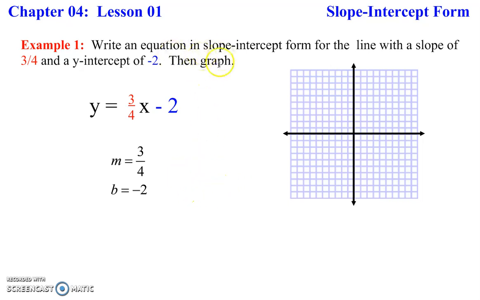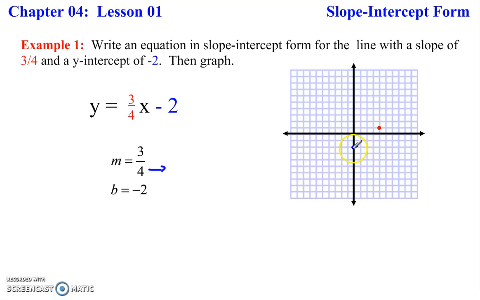So if I want to graph this, I will start at the y-intercept. So right there at -2, that's the y-intercept. So on the y-axis, I go to -2. And then from there, I'm going to go up 3, 1, 2, 3, over 4. The slope is 3 over 4. So up 3, over 4: 1, 2, 3, 4. And over is always to the right, because we read and write from left to right.